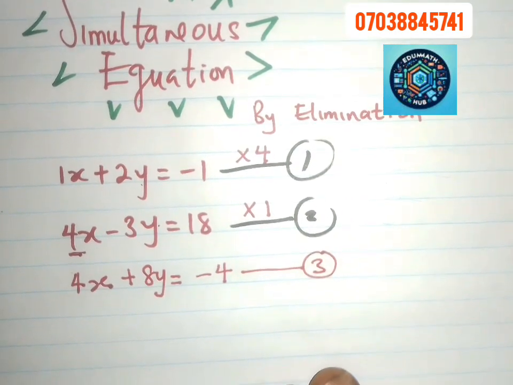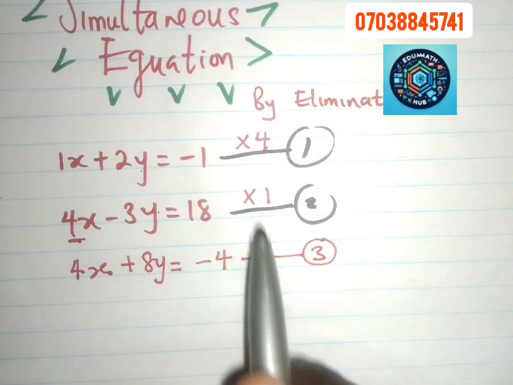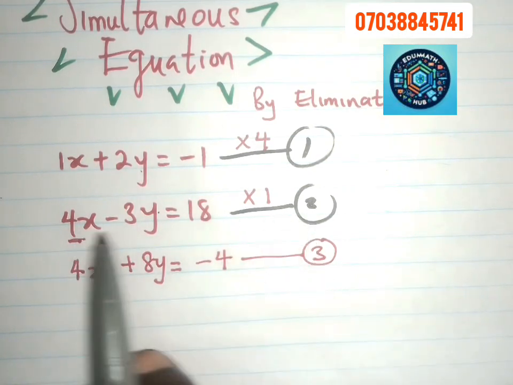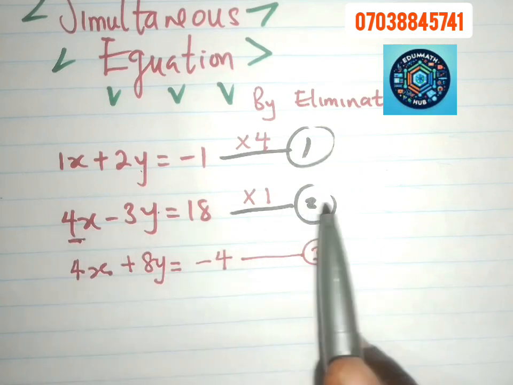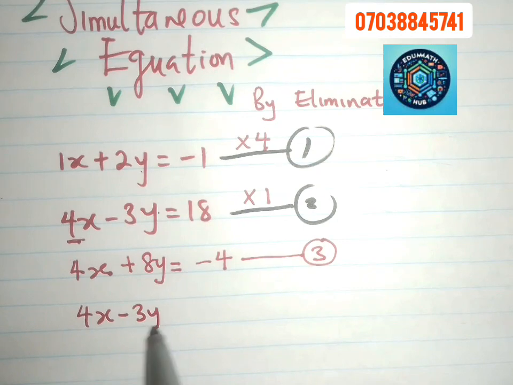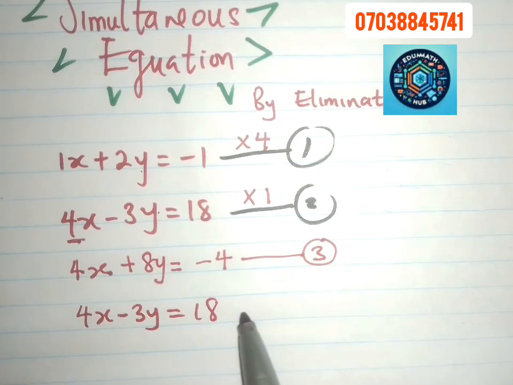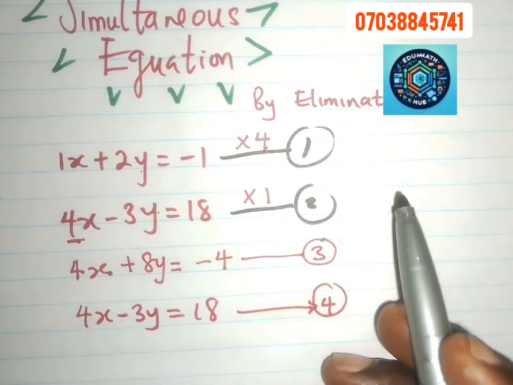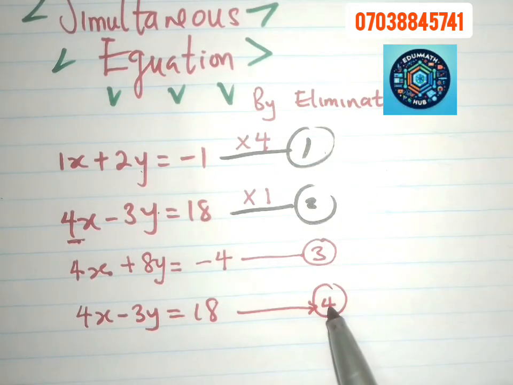So the next step, you use 1 to multiply everything here. Since you are using 1 to multiply everything, you're still going to get the same thing. So just rewrite everything here. You have 4x minus 3y equals 18. So this one becomes equation 4. So you have 4 equations now: 1, 2, 3, 4.